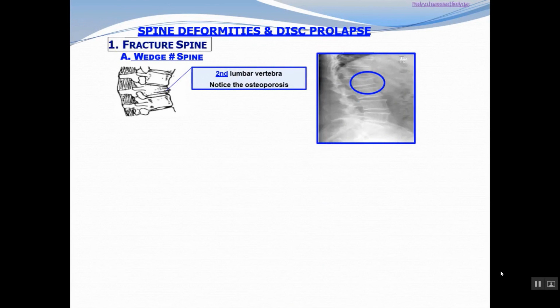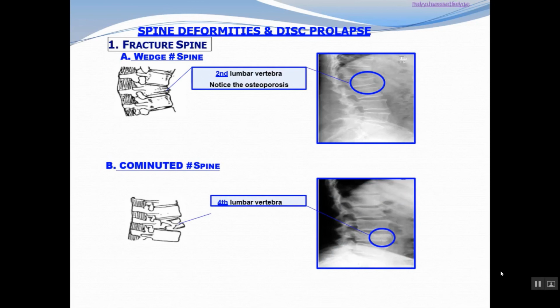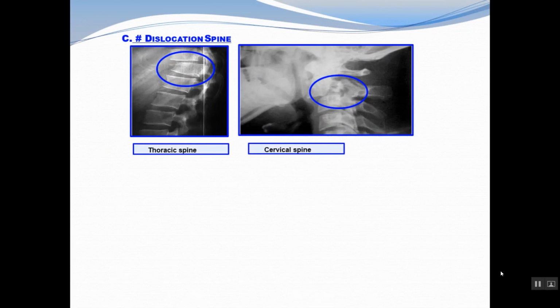The fractured spine: either a wedge fracture here at the second lumbar vertebra, or a comminuted fracture of the spine here at the fourth lumbar vertebra. The dislocation of the spine. Here there is posterior dislocation at this level of the thoracic spine and cervical spine. The dislocated spine is an unstable fracture and needs internal fixation.